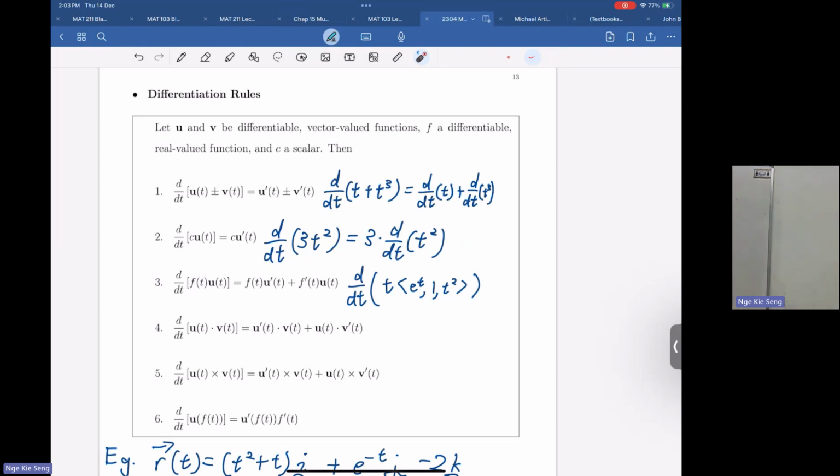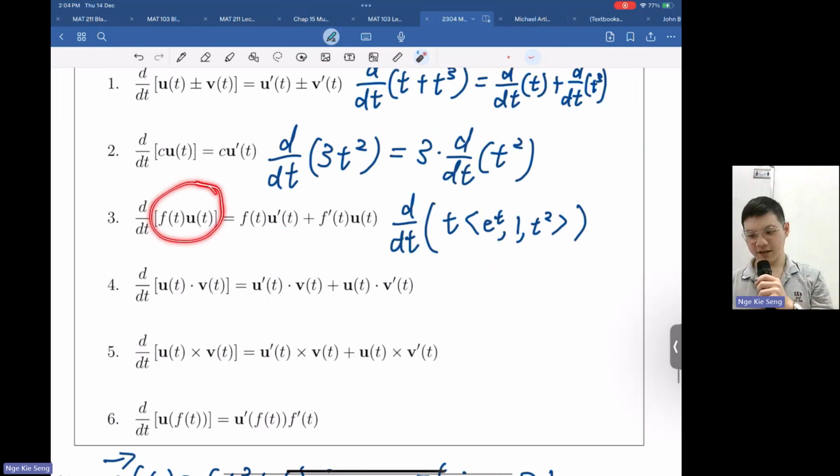Maybe you want to integrate a sum of functions, or a sum of vector functions, or a scalar times a vector function, or a product of functions. Product of functions has three types. One type is a normal function multiplied by a vector valued function, f(t) times u(t). You can see that this f is a scalar function.